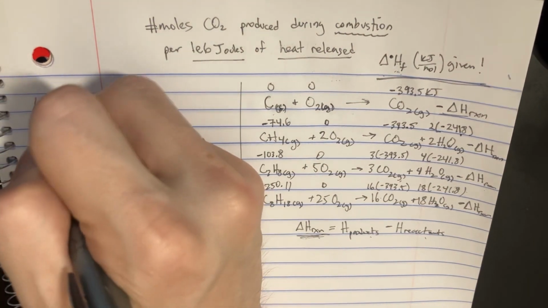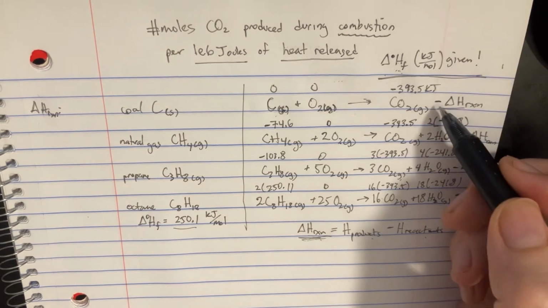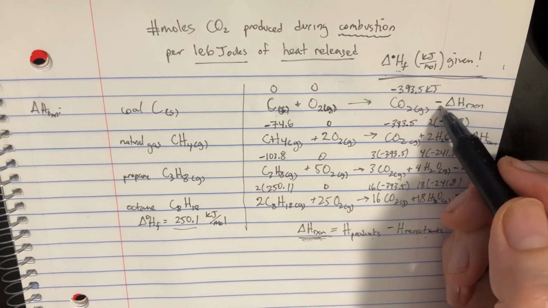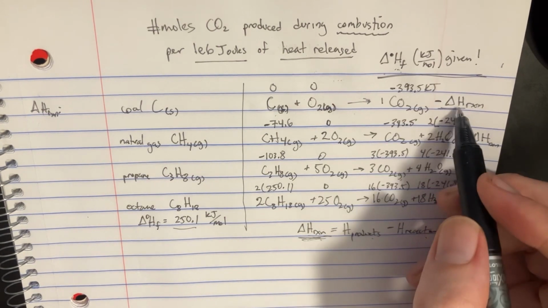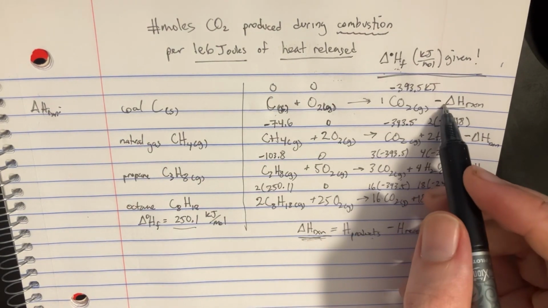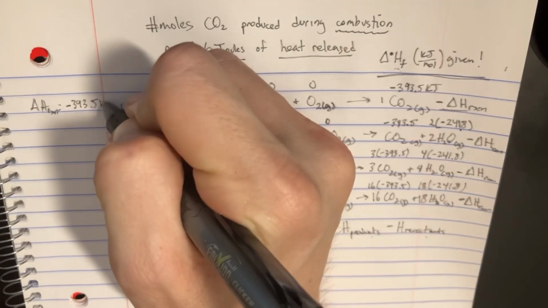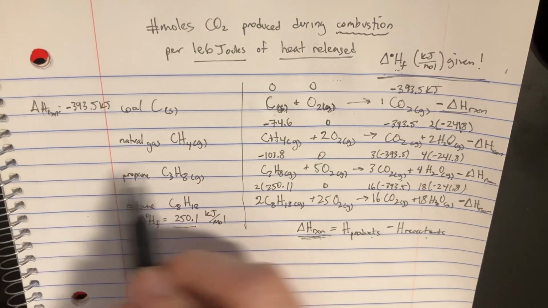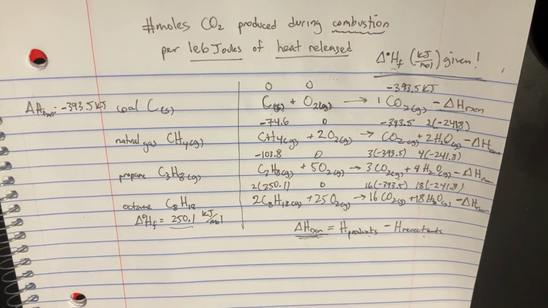So let's calculate the H_RXN for just coal. I mean, this one's easy. It's already, this is just 1 over here, so we don't really have to do anything. We're just going to rearrange the equation, and we should just see that as negative 393.5 kilojoules. For the next one, we have to do a little bit of math here. So let's get the calculator.